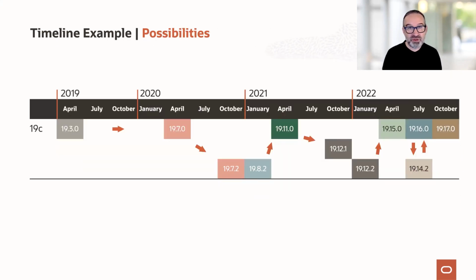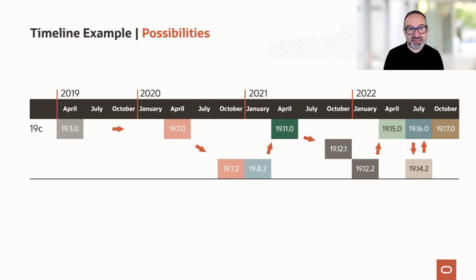Because now you can jump, you could jump before as well. No? You could start with the July bundle patch and then go to the July bundle patch a year later. So that's possible. When we start here our travel at 19.3.0, the base release, and we go live with 19.7. Let's assume that was our starting point. So 19.7 in April 2020.